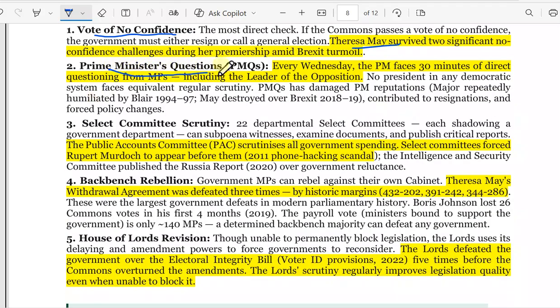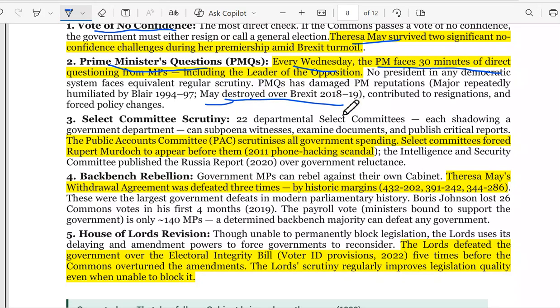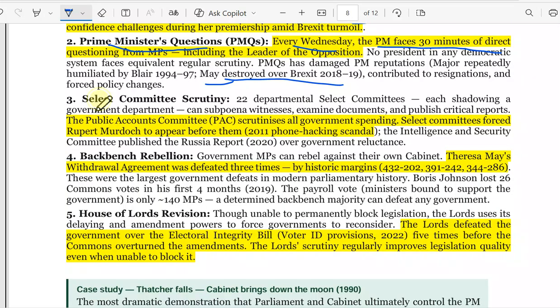The Prime Minister's Questions. Every Wednesday at 12 noon, the Prime Minister faces 30 minutes of direct questions from MPs. And it's great, but at the same time it can destroy the confidence of that Prime Minister. Theresa May was destroyed over Brexit in 2018 to 2019. And still, yes, there is committee scrutiny, as in the US political system.